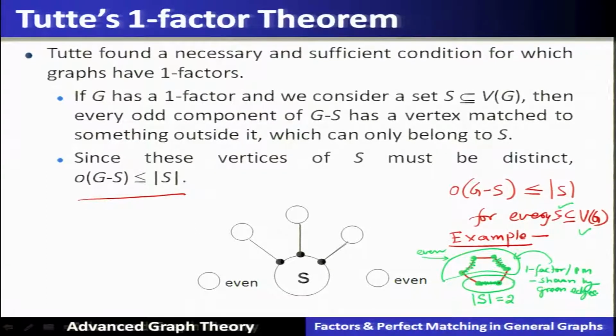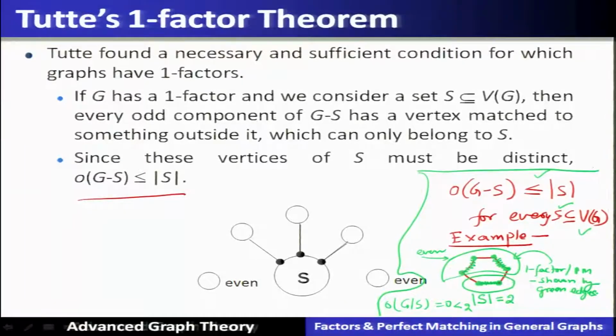So, how many odd components will be there in G minus S? 0. So, 0 is less than 2, hence this particular condition holds, and we have already seen that it has a perfect matching or a one factor. So, this necessary condition stated by Tutte for a one factor in a graph, he has also proved to be a sufficient condition, and we are going to see the proof sketch.